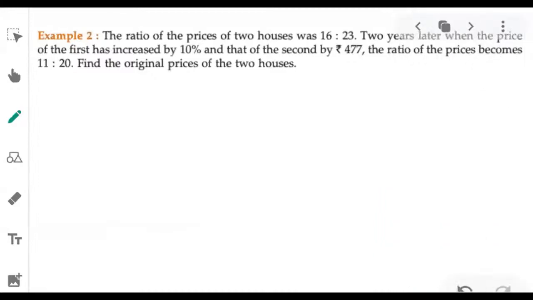Yes, ma'am. Super. Now, who did not get to read the question yet? Bhavani, did you read the question till now? No, ma'am. Yeah, read it. The ratio of prices of two houses was 16:23. 2 years later, when the price of the first has increased by 10% and that of the second by rupees 477, the ratio of the prices becomes 11:20. Find the original prices of the two houses.